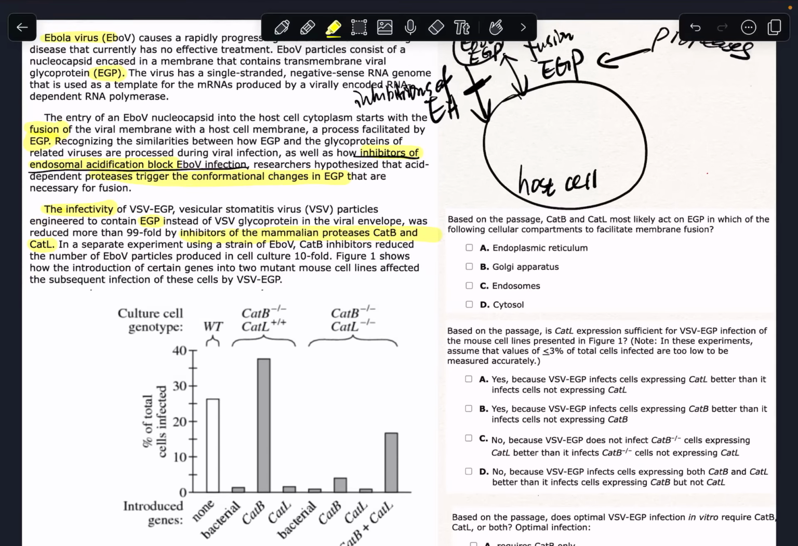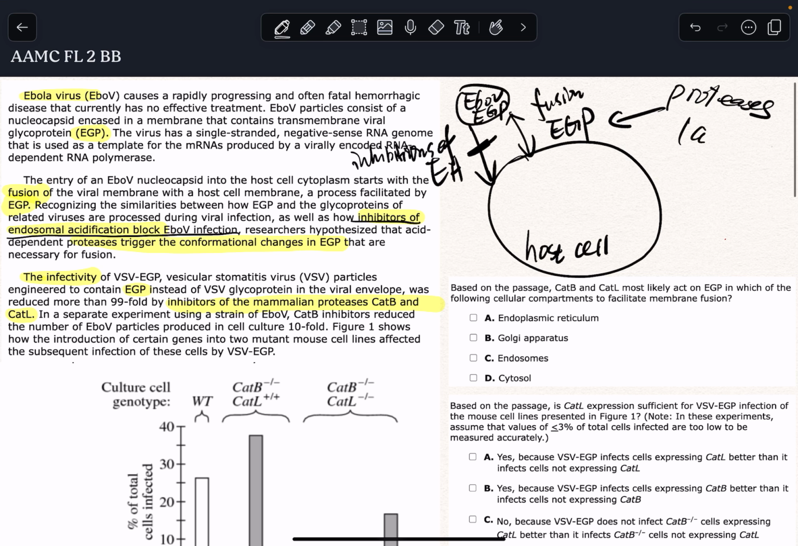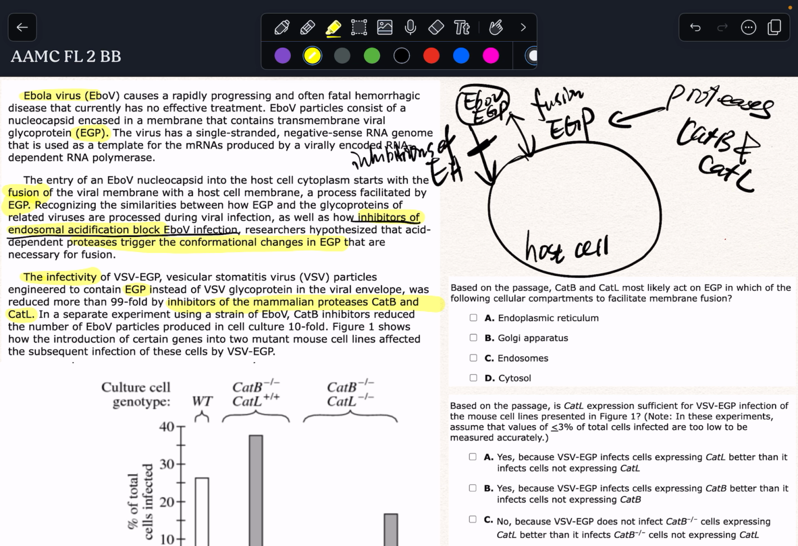So now let's go back to our pathway and expand it. From the third paragraph, we know CatB and CatL are 2 proteases. If we inhibit these proteases, then this pathway of infection will be blocked, will be inhibited, right? So that's why it says the infectivity was reduced more than 99-fold by inhibiting those proteases. All right, so that all makes sense.